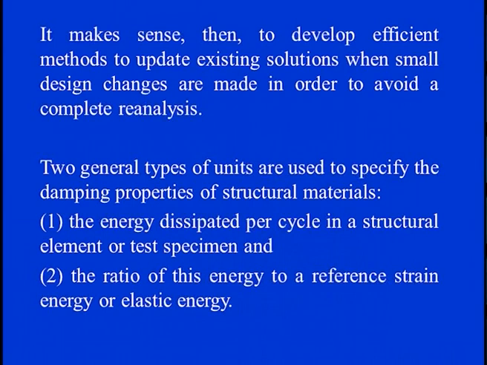The first is the energy dissipated per cycle in a structural element or the test specimen, and the second is the ratio of this dissipated energy to the reference strain energy or the elastic energy. So, these two are the specific damping properties which have to be clearly specified, especially for structural membranes or materials, in which we need to check how much energy is dissipated in every cycle, and the effect of this ratio between the dissipation energy and the strain energy or the elastic energy.